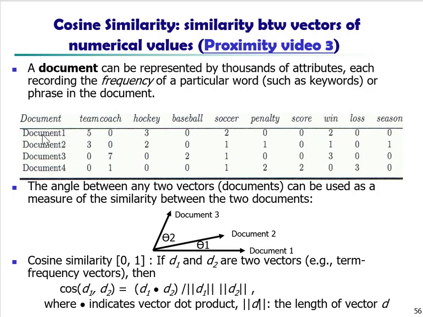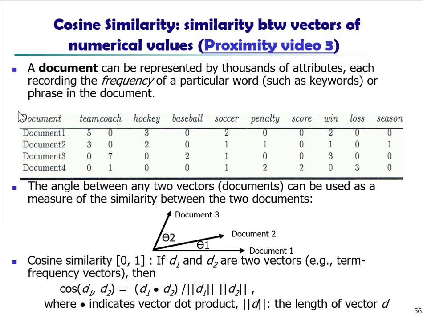Earlier we mentioned that we can represent documents as vectors of words. So in this example, we have document 1 holding team 5 times, hockey 3 times, soccer 2 times, and the word win twice as well. And document 2 has a different distribution of those terms.